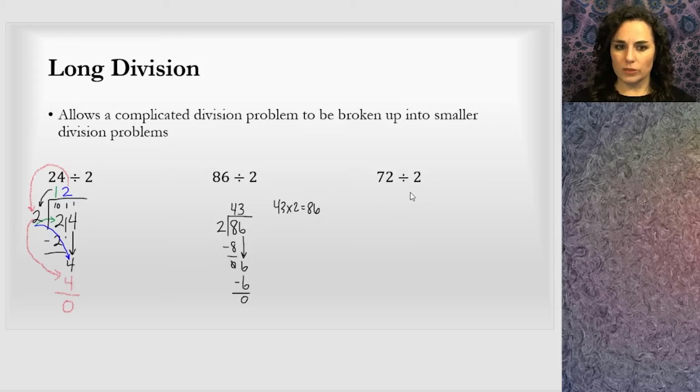This final example is a little bit different. We're going to approach it the same way. We're going to put the first number under the house and the second number outside. And we'll ask ourselves, how many times does 2 go into 7? Well, 2 goes into 7 3 times, but not evenly, right?